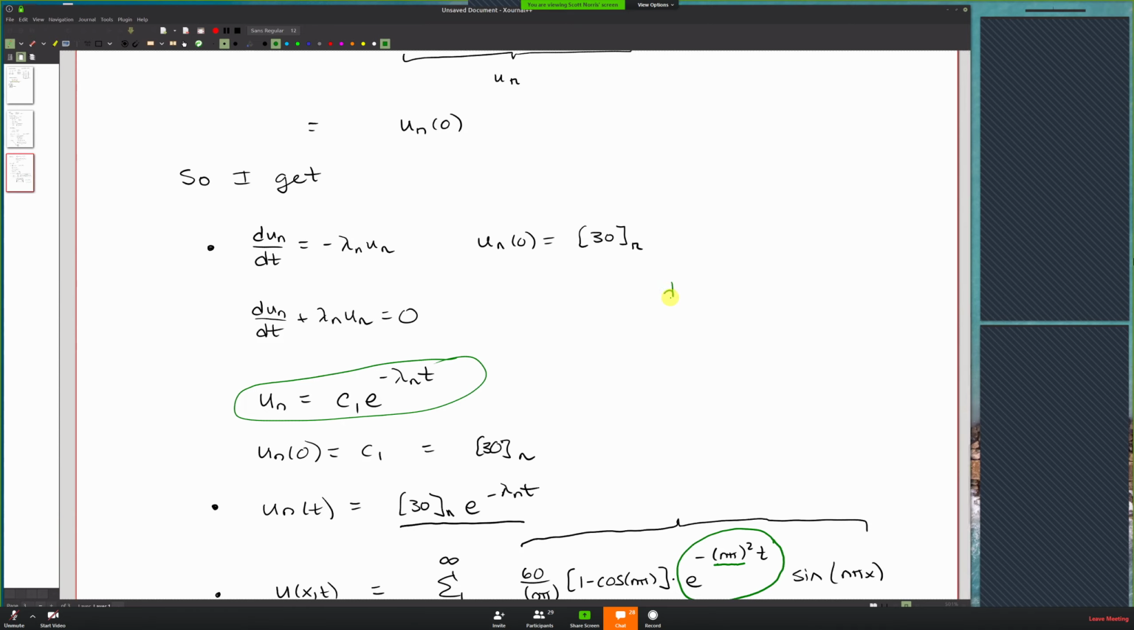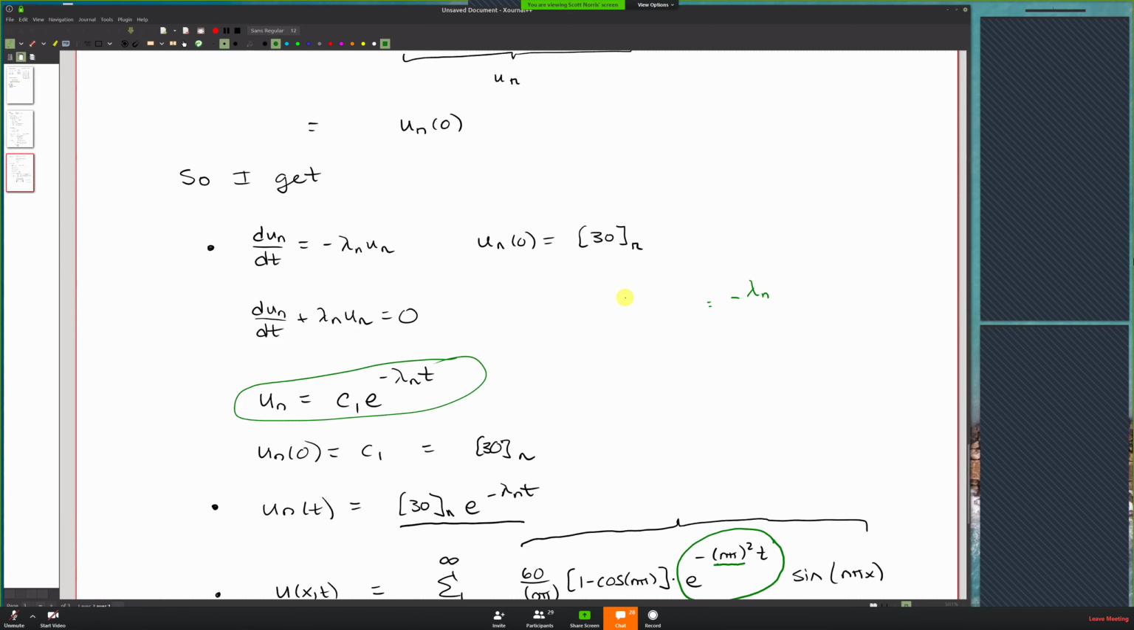You have du_n divided by u_n equals negative lambda_n dt, which is completely wrong. This is not actually a fraction. You can't actually multiply both sides by dt, but it works well enough that it's how it gets taught.